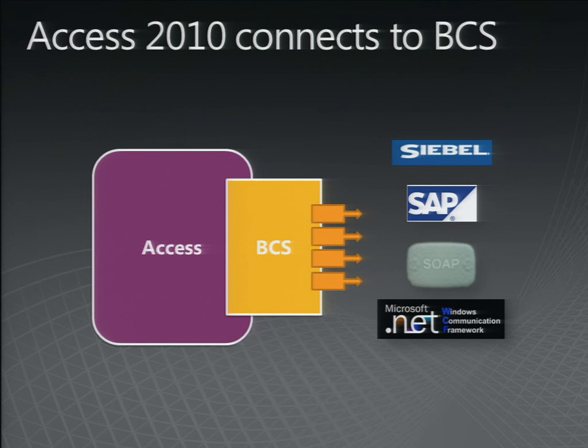So we integrated with BCS and BDC for this release. Now, I'm betting that a lot of people in this room are pretty familiar with BDC. But in a nutshell, what BDC, or now BCS, allows you to do is connect to line of business data through well-defined interfaces. There's an XML file with metadata that describes how the line of business data implements those interfaces. And SharePoint knows how to consume that metadata. And now, for Access 2010, so does Access.